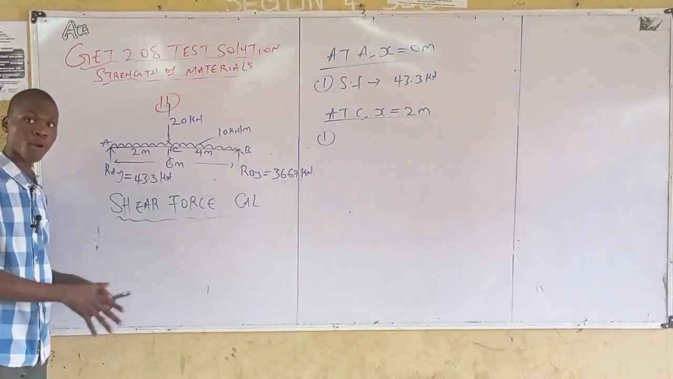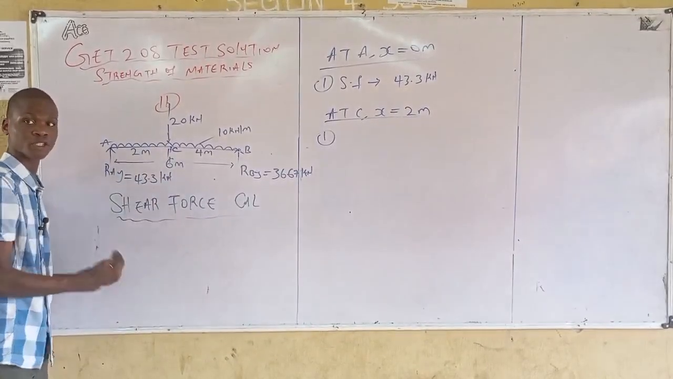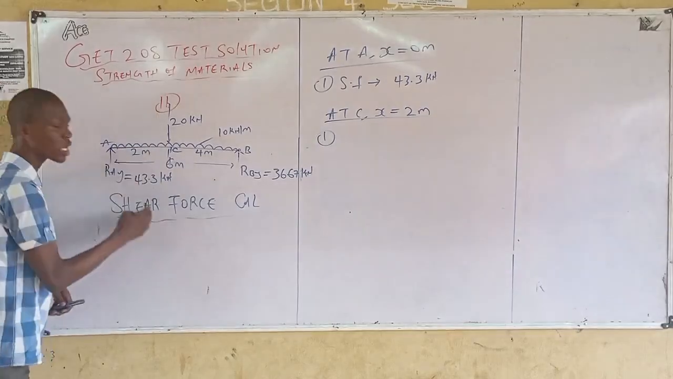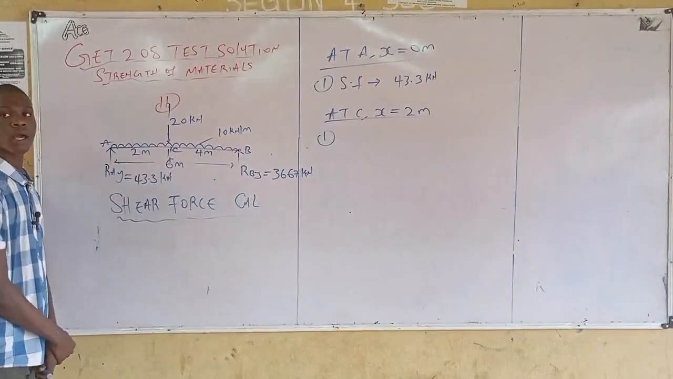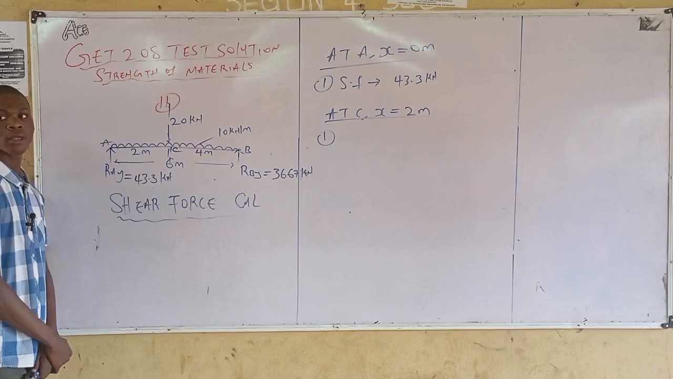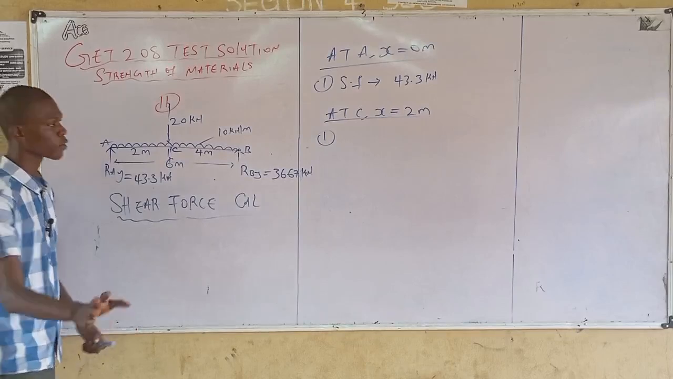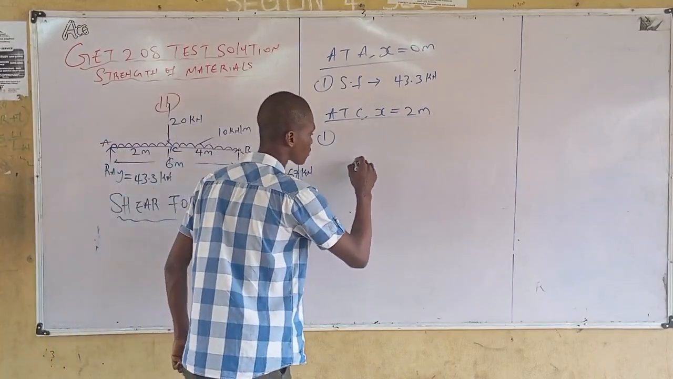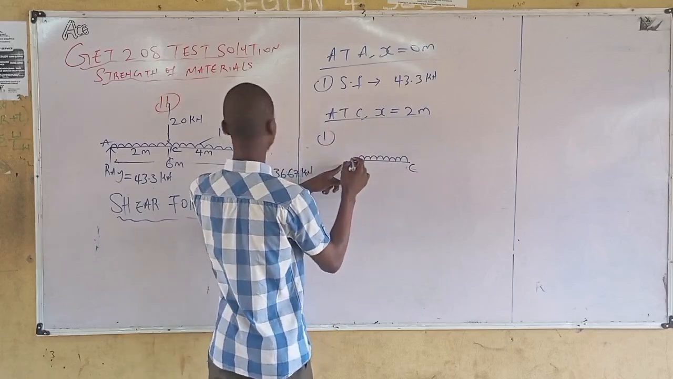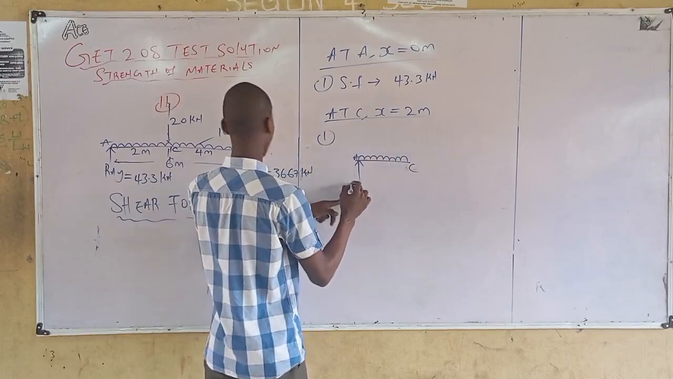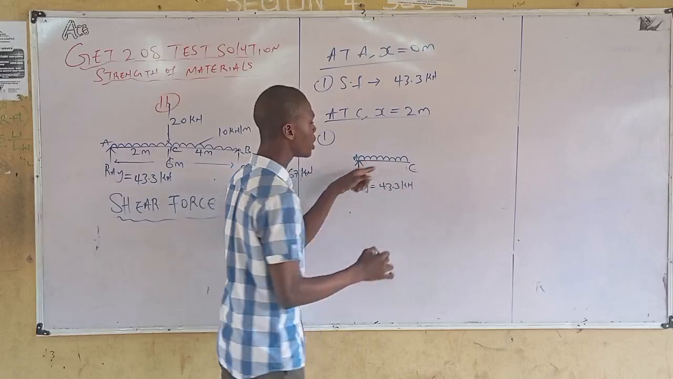I'm on point C now. This is point C. Since we want to consider the forces before that point, which is point C, section that beam. I'll be left with what? AC. And on AC, what's the force? Okay, let me bring it out. You are not getting what I'm saying. This is point C, right? This is A. What's the force here? RAY. And RAY is 43.3 kilonewton.